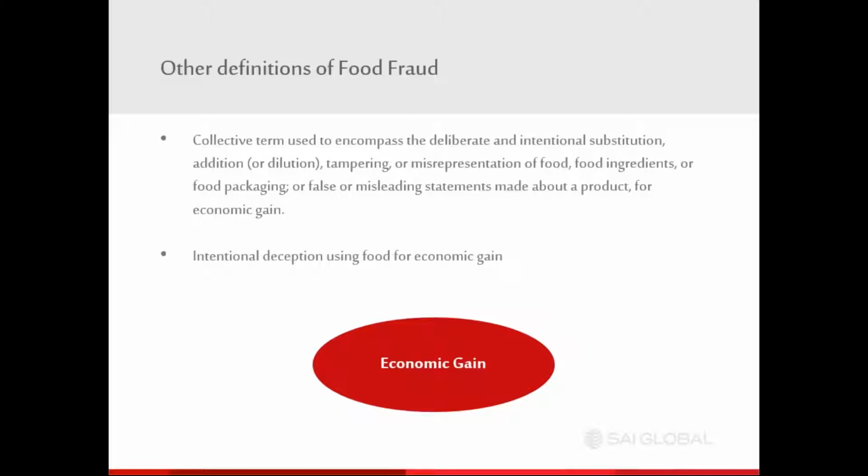Okay. A couple other definitions. So the top one is pretty much what we just talked about, except the word dilution has been added to it. So it says addition or dilution. So they're adding a different ingredient into what they're saying it is, or they're diluting it down so it's not as strong, but they're selling it as what it is. And here's another one: intentional deception using food. The thing with food fraud is somebody's doing something to that product for money, more money. So selling you something that it isn't.